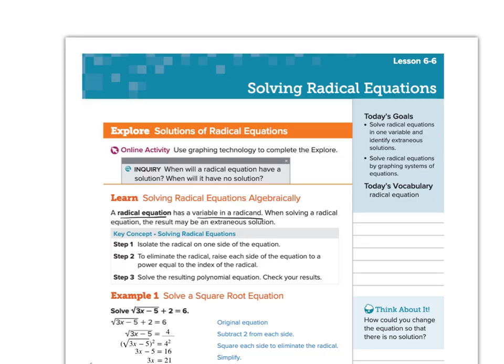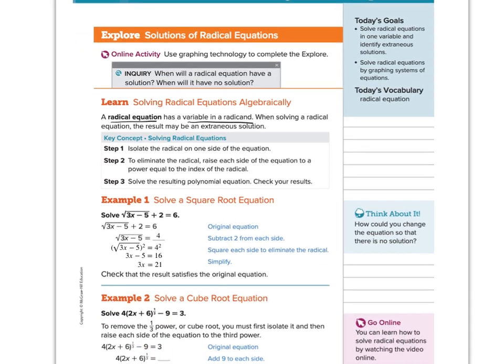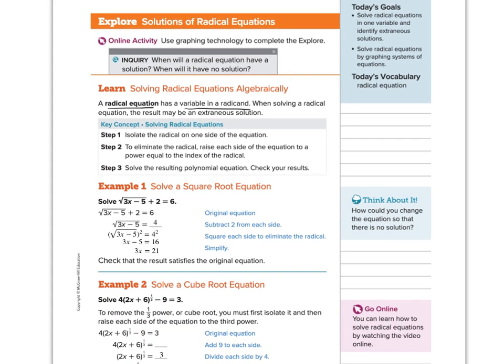So in this first example, example 1, we have the square root of 3x minus 5, plus 2, is equal to 6. Well, again, we want to isolate the radical. That's our first goal. So we take this 2 and subtract it from both sides. Now we have the square root of 3x minus 5 is equal to 4.